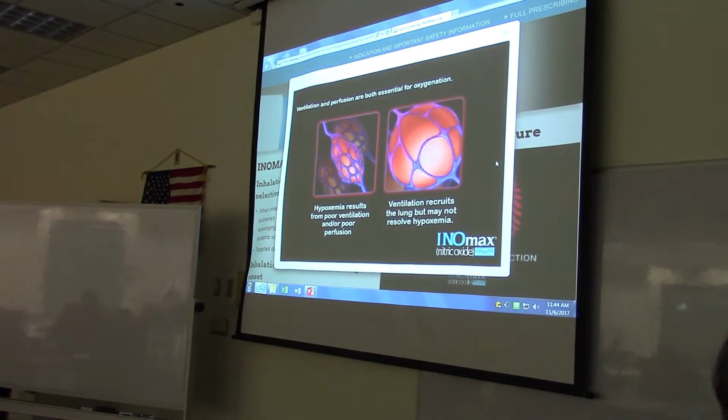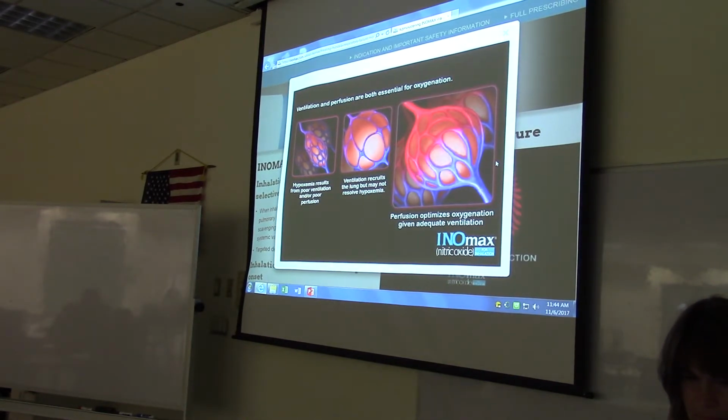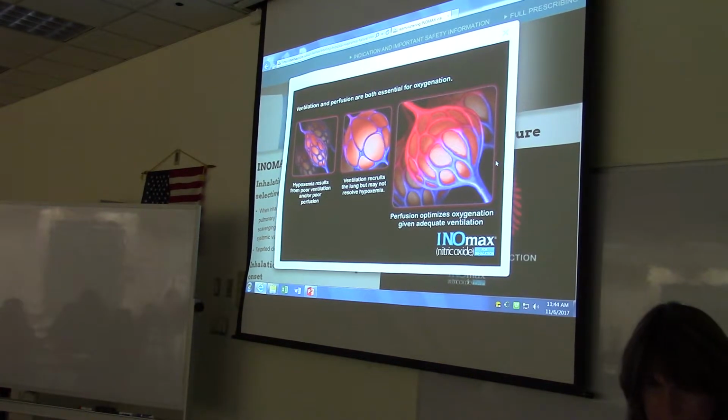In summary, the physiologic changes induced by INOMAX include selective dilation of the pulmonary vasculature, a decrease in pulmonary vascular resistance, and increase in pulmonary blood flow. Additionally, in combination with adequate ventilation, INOMAX decreases VQ mismatch. The net result is improved oxygenation.